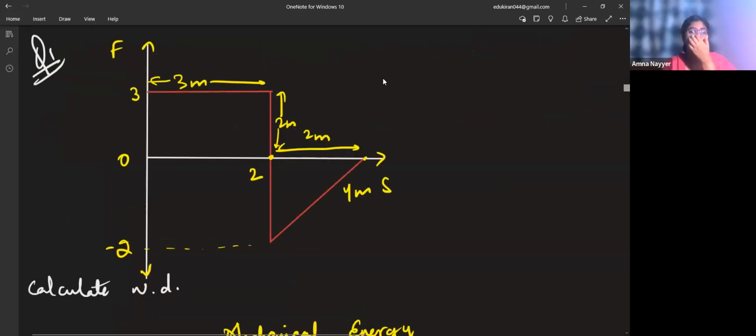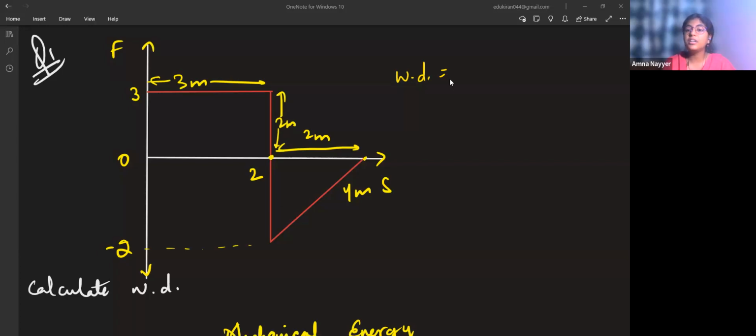Let's see this question. See, this is the shape given. Force and displacement both are mentioned. So by looking at force and displacement, you have to find out work done. Now how to calculate work done? Work done is given by area under the graph. So our graph is not one single graph. You can see two shapes. Can you tell me the two shapes which you are able to identify from this graph? Rectangle and triangle. Very good, Sarah. A rectangle and a triangle.